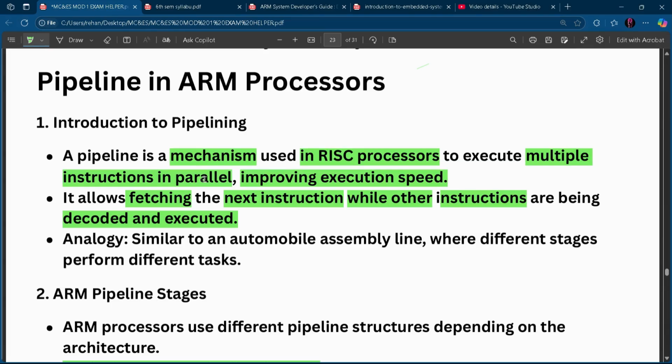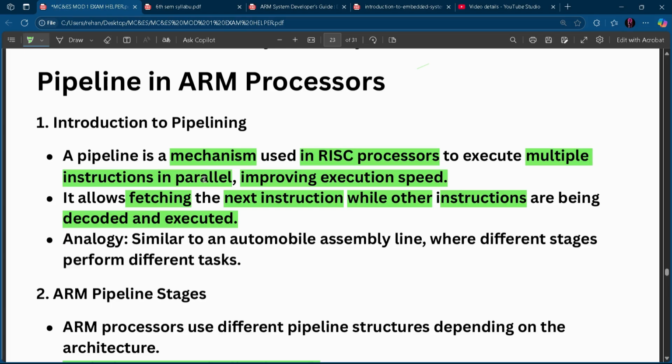So, introduction to pipelining. What is pipelining? It is a mechanism used in RISC processors to execute multiple instructions in parallel, improving execution speed. CPSR is a 32-bit register used in the ARM core to monitor and control internal operations. Why am I talking about CPSR? You can see that in the previous video.